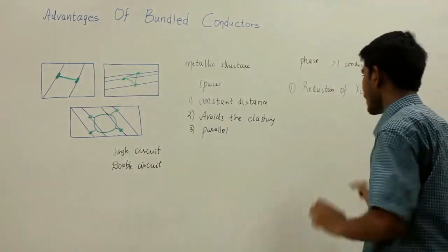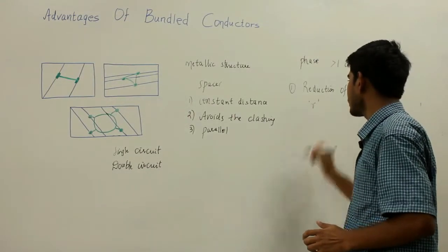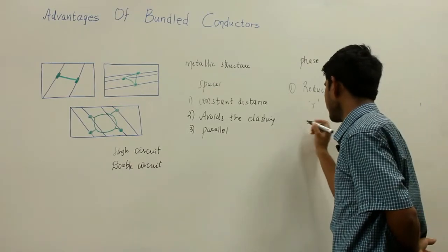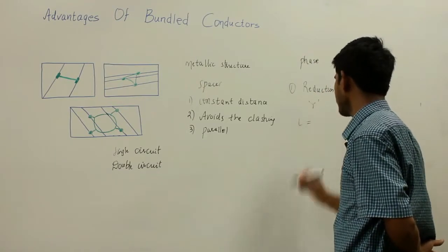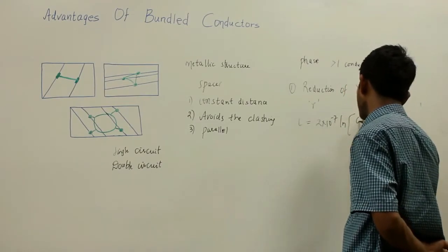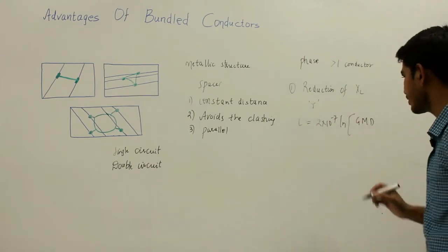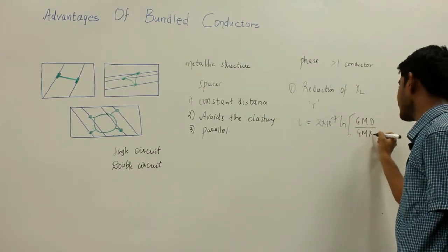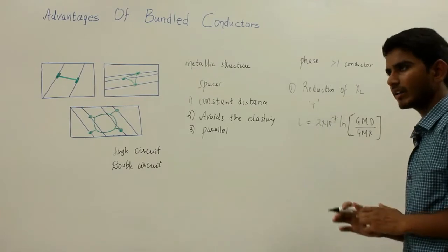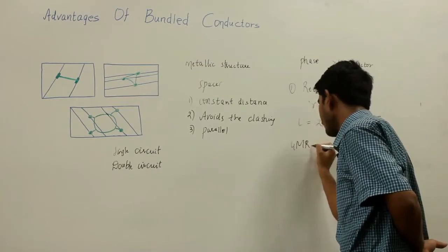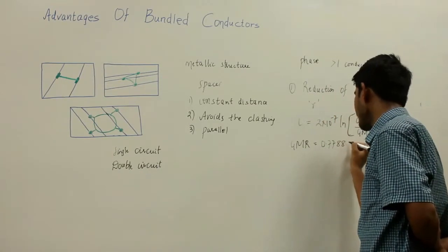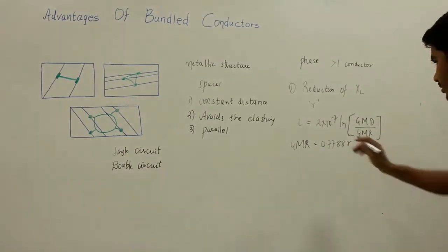Let us say I have a single conductor of radius r. I know the line inductance is given by L equals 2 into 10 to the power of minus 7 natural log of GMD, that is the geometric mean distance between the conductors, over GMR, that is the geometric mean radius. The GMR for a single conductor of radius R is 0.7788 into R.